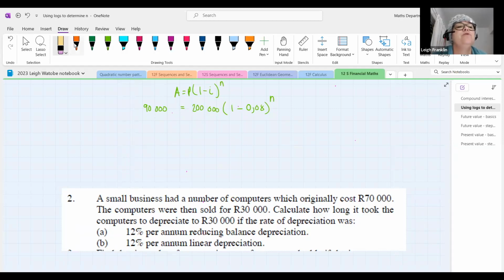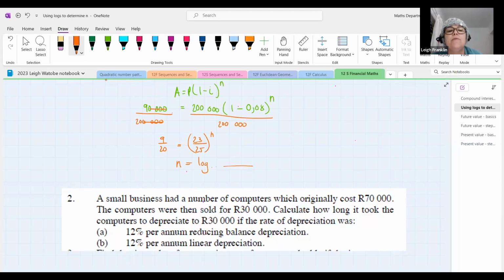Okay, so it's not typically something that you would show, but you're dividing by 200,000 on both sides. So here, if we knock 4 zeros off there and 4 zeros off there, that's how we end up with the 9/20. And then 1 minus 0,8 is where we end up with the 23/25 to the n. And then the rest of the sum.